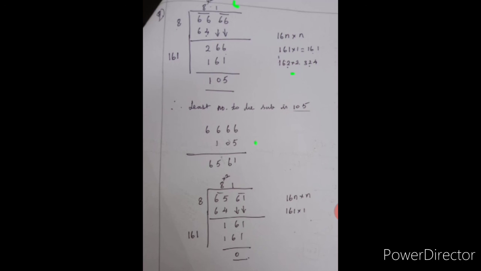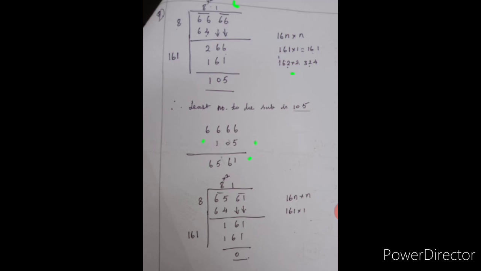If you subtract 105 from 6666, your answer: 6 minus 5 is 1, then 6 minus 0 is 6, 6 minus 1 is 5, then bring the 6. So the new perfect square is 6561.